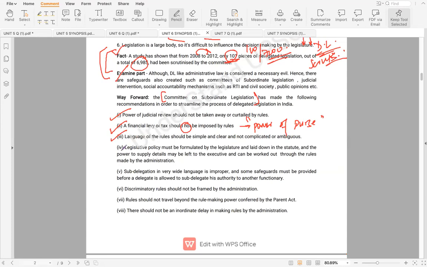Legislative policy must be formulated by the legislature and laid down in the statute, and the power to supply details may be left to the executive. So they should be more defined in terms of what the executive can do once that particular law is framed by the legislature. Subdelegation in very wide language is improper, and some safeguards must be provided before a delegate is allowed to subdelegate his authority.